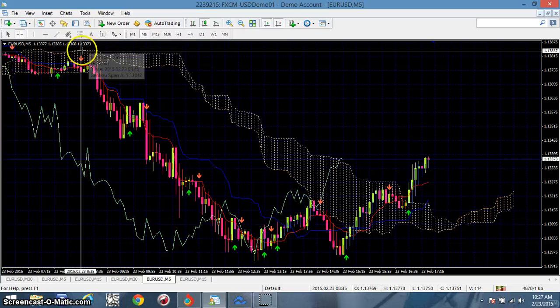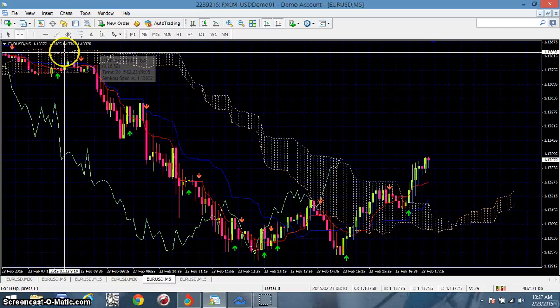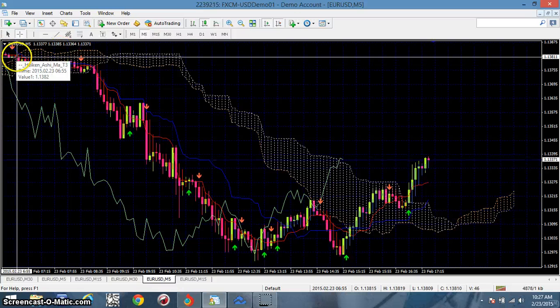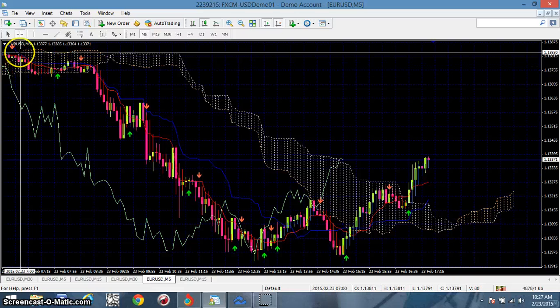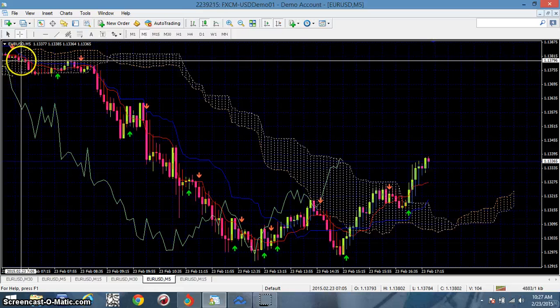But the red line here is working as a moving point of resistance. So you can see it comes through here. It doesn't really have any trouble getting through there because it's not really acting as support. It's acting as resistance. So once it crosses through here, it comes down.